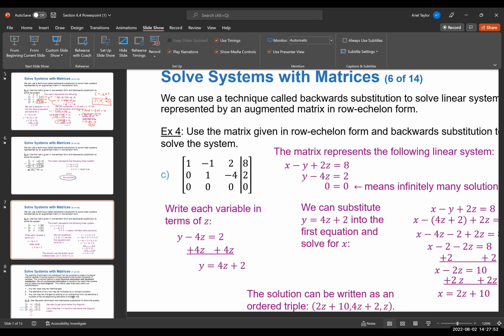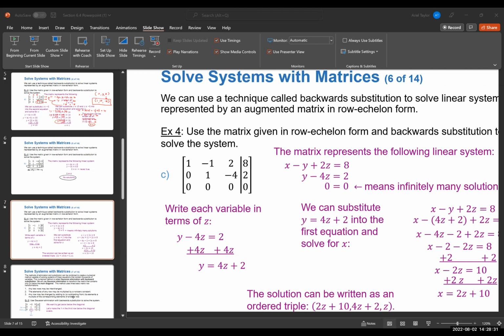And we'll do it again in example 4. So let's go back. I'm going to go back to system and I'm going to clear it out and type in my answers one more time. 1, -1, 2, 8, 0, 1, -4, 2.